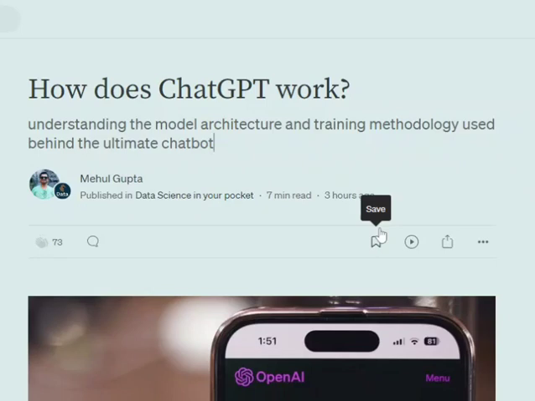So hi everyone. Today we'll try to understand how the ultimate chatbot that has been the talk of the town recently, ChatGPT, works. We'll try to understand the machine learning algorithms running behind it, how it is trained, and all the technical parts.